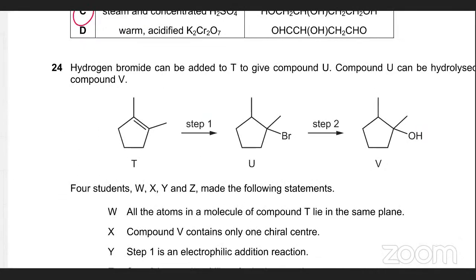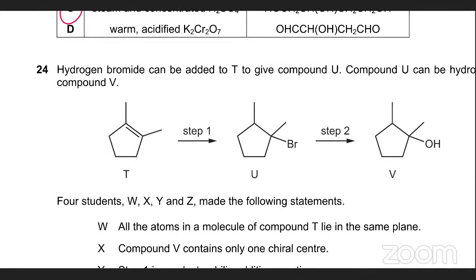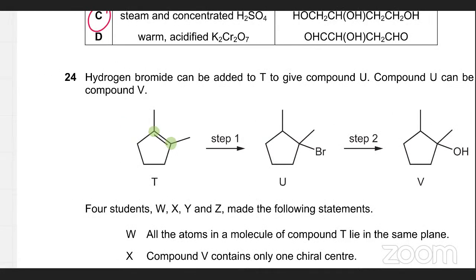So W is wrong. Why? Because these two carbon atoms are the only ones that are going to be trigonal planar. Because whenever you have carbon making double bonds, the shape is fan shaped. I mean, it's literally going to look like this, the way it's drawn on paper. The rest of the bonds are going to be these carbon atoms. They would be tetrahedral.